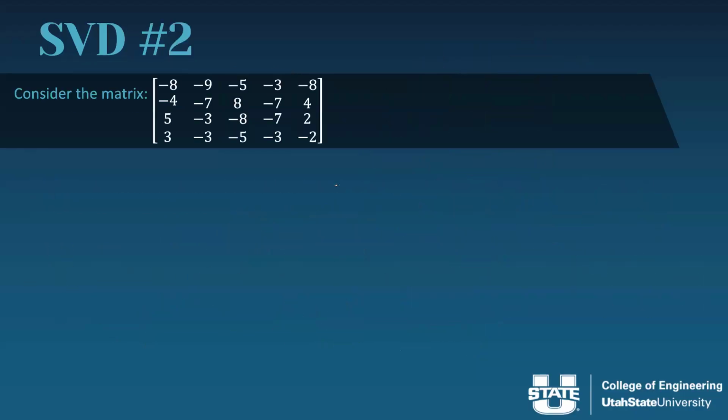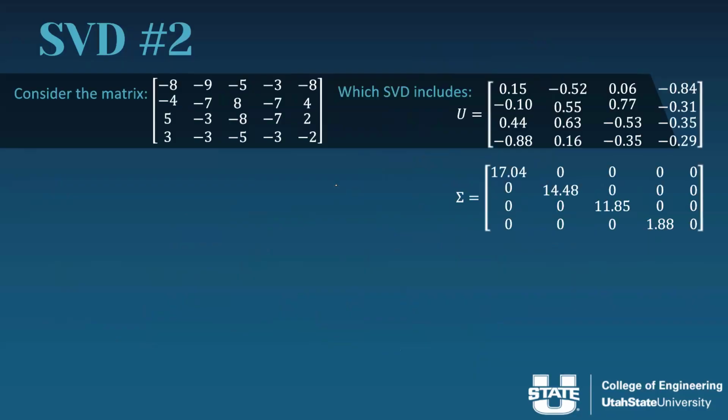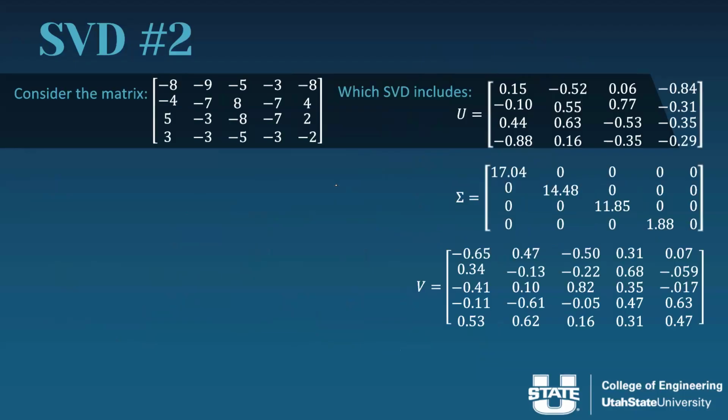All right, next one. Consider this matrix, which has an SVD that includes U, sigma, and V. Notice that it says V and not V transpose. So with SVD, when we do this, our singular values can tell us the amount of information contained in each rank 1 matrix. For example, it's showing right here that our first singular value contains 37.7% of our data.